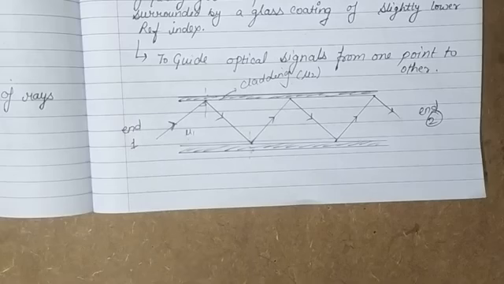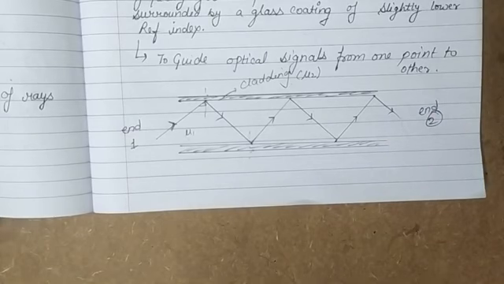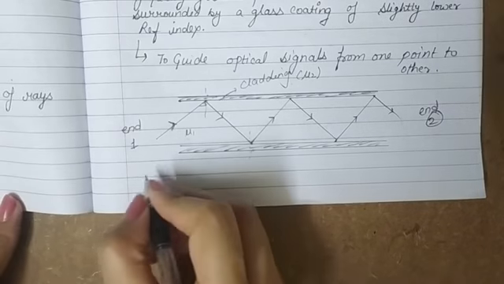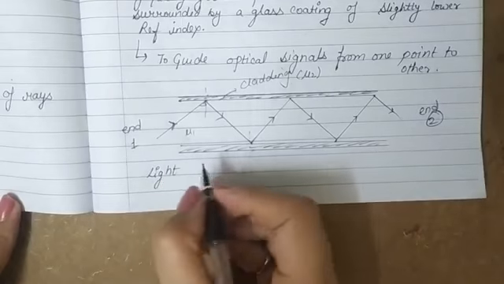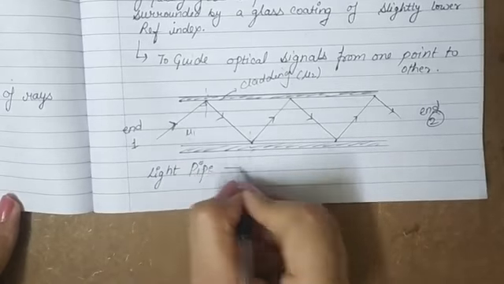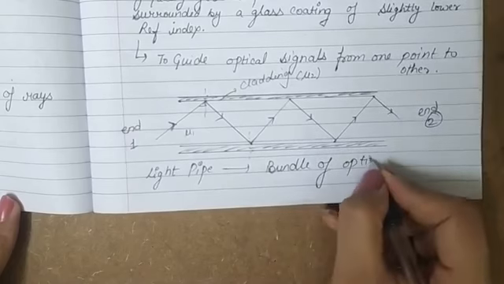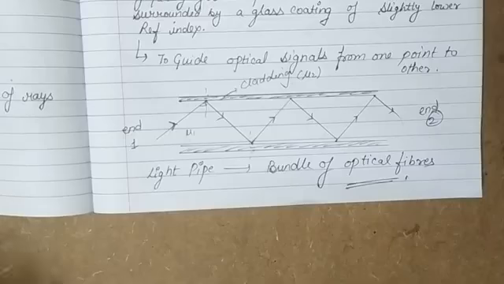Now this is a single wire, but we use it as a bundle of wires, and the bundle of optical fibers is called a light pipe. So when there is a number of wires or optical fibers, we call it a light pipe. Light pipe is the bundle of optical fibers, right? So the bundle of optical fiber is called light pipe, and it works on the principle of TIR.